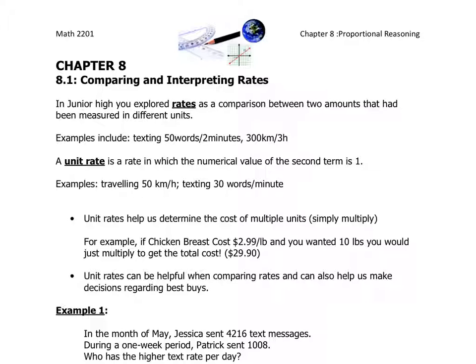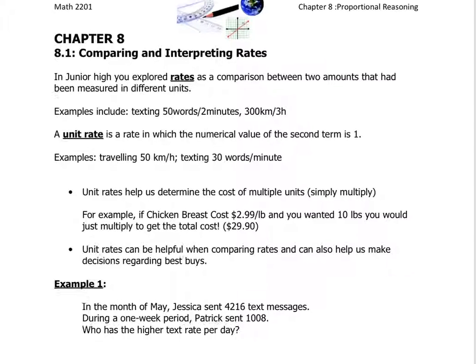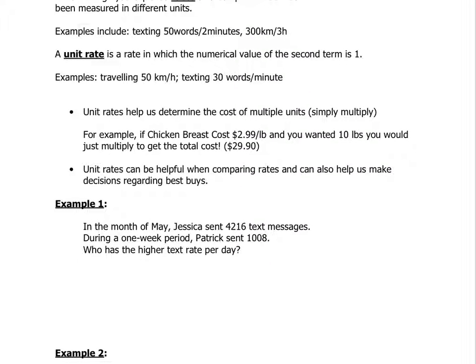Unit rates can help us figure out the cost of multiple units, basically taking your unit rate and multiplying it by the quantity that you want. For example, if chicken breast costs $2.99 a pound and you want to buy 10 pounds, you just multiply the $2.99 by 10. Unit rates are also helpful when you're trying to compare things that aren't given in the same units, so it's hard to decide what's the better buy until you compare them both to the same unit.